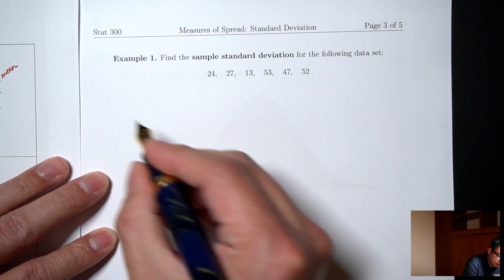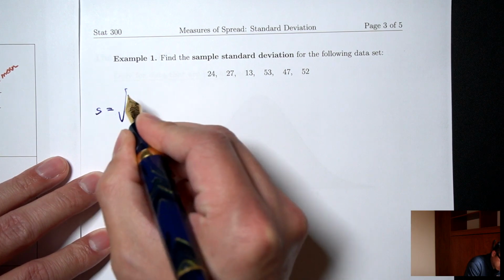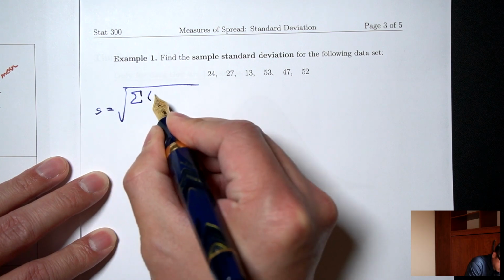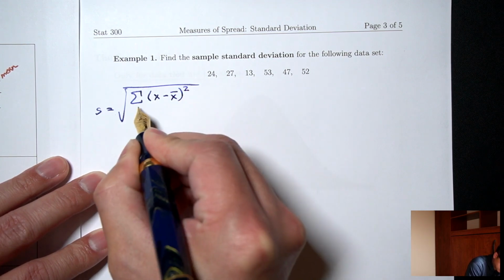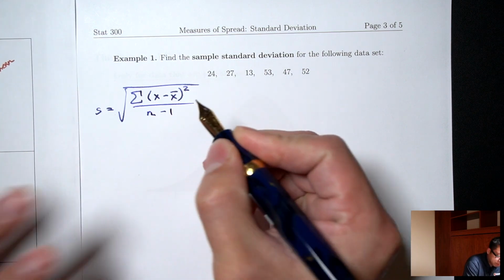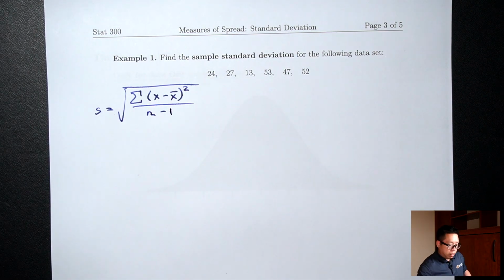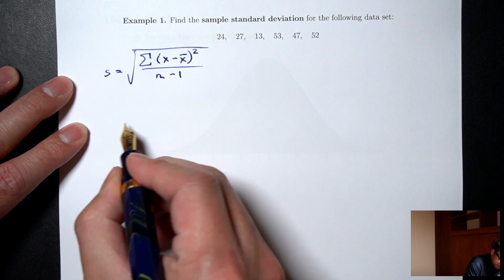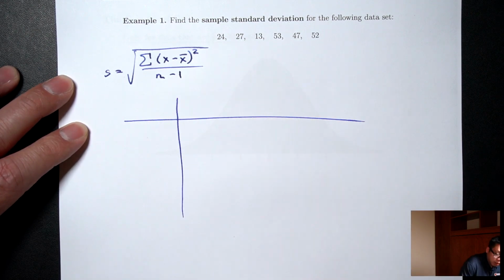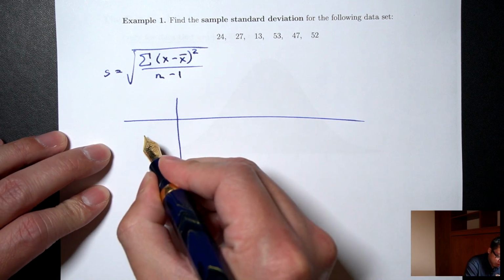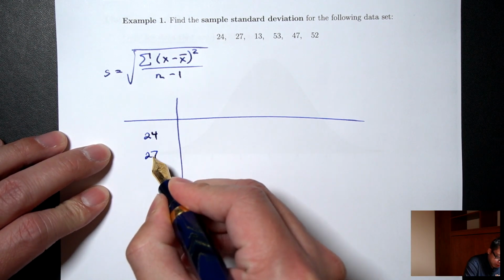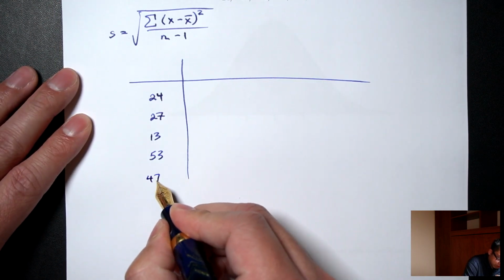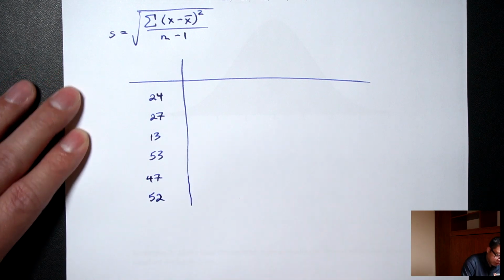So that formula is standard deviation is big square root. Inside the square root, it's that symbol, sum of x minus x bar squared. On the bottom, n minus 1. Let me make a table just like we did on that very first page. And I want to list my data. So 24, 27, 13, 53, 47, 52. Okay, this is my data.